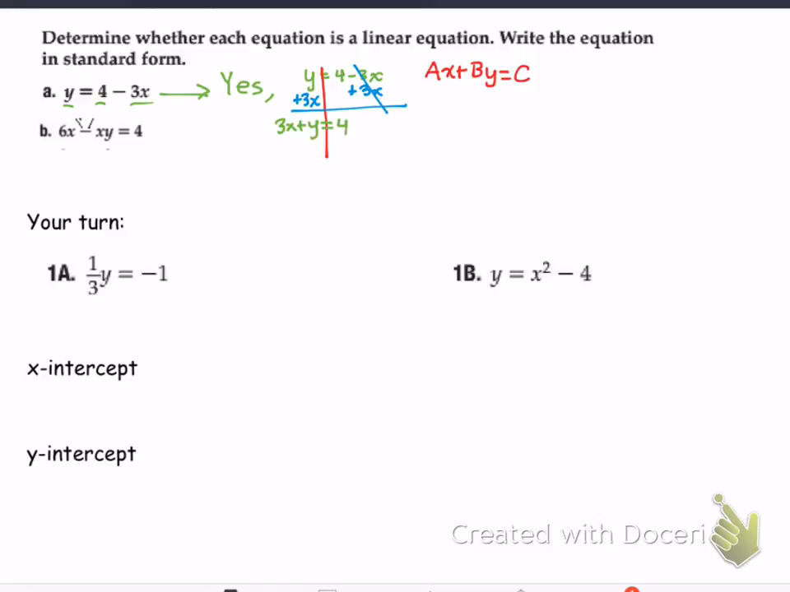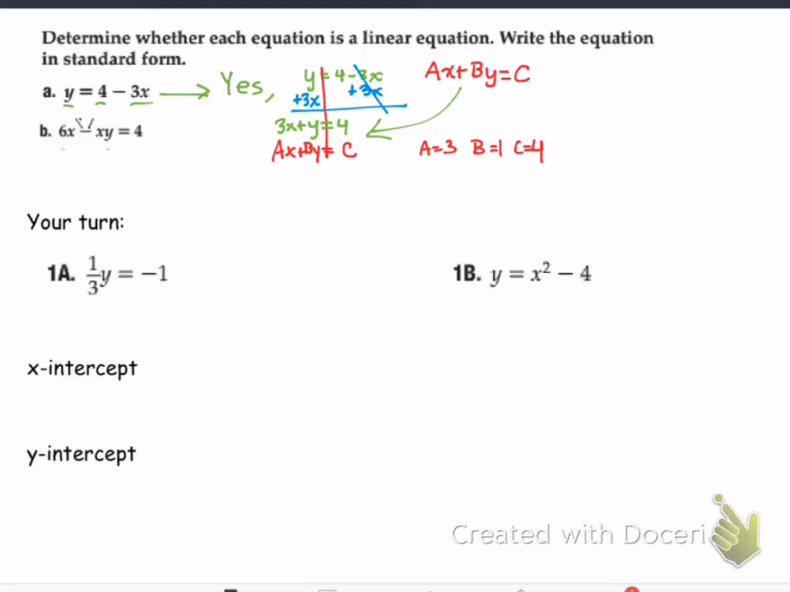And so if you notice, this very much looks like my ax plus by is equal to c. In this case, my a is 3, my b is 1, and my c is 4. So a is 3, b is 1, and c is 4. And so yes, it can be written in standard form.